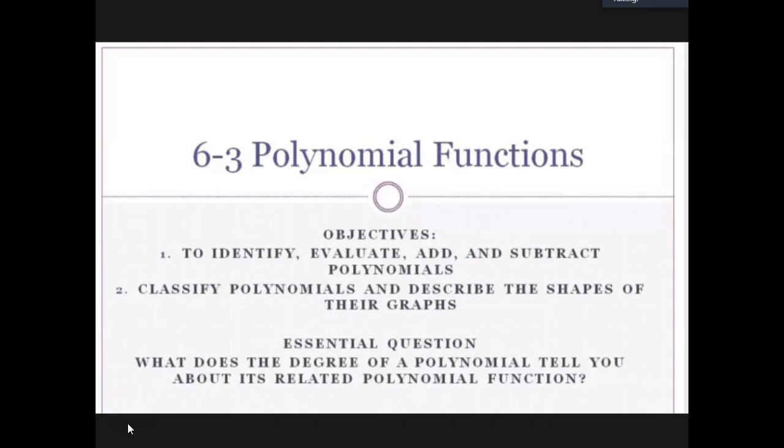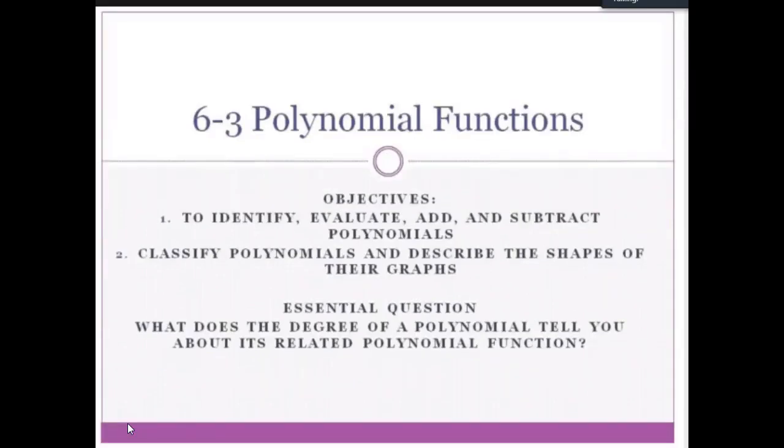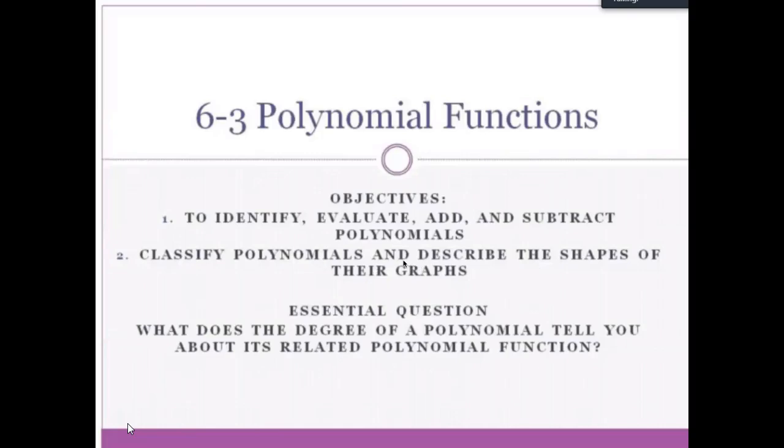So our objective for today is to be able to identify polynomials by both their degree as well as the number of terms. And as we continue looking at this section, we're also going to be able to describe the shapes of their graphs. You're going to be able to describe if the function is even or odd, and we're going to describe its end behavior. So by the end of this unit, you should be able to roughly sketch a graph of a polynomial function based on all of that key information.